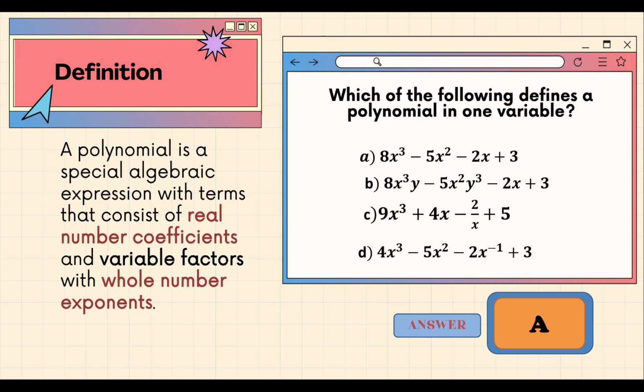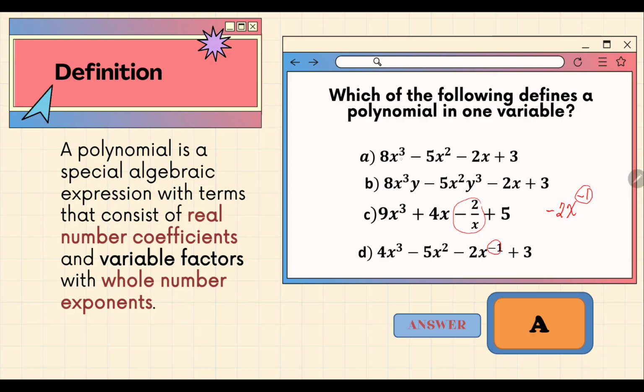In letter C, let's check. There is in the third term a variable which is in the denominator. So if we apply the law of exponent for this, then we will write this as 2, negative 2 times x, which is raised to negative 1, the law of negative exponents. And what is negative 1? Negative 1 is an integer, not a whole number. So this now violates the definition given. In letter D likewise, we have clearly here an exponent which is negative 1, which is not a whole number.